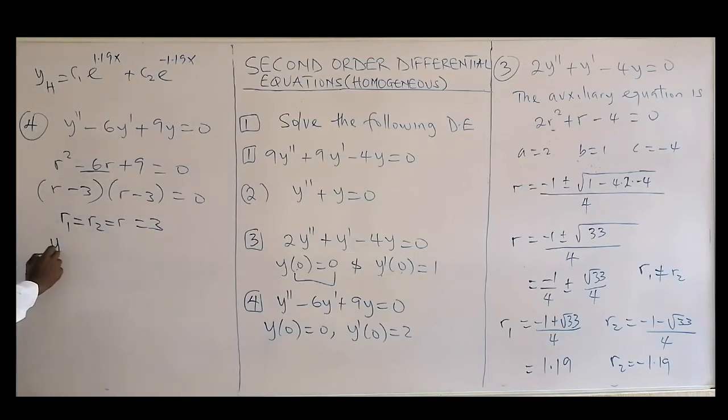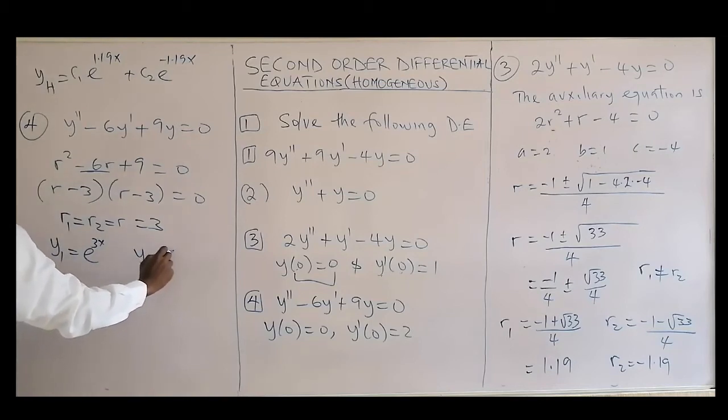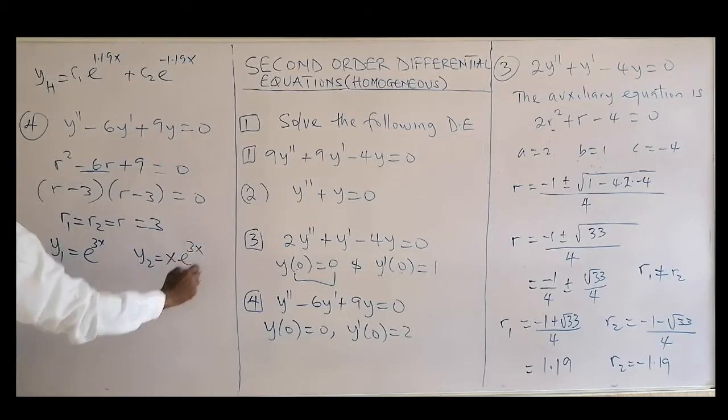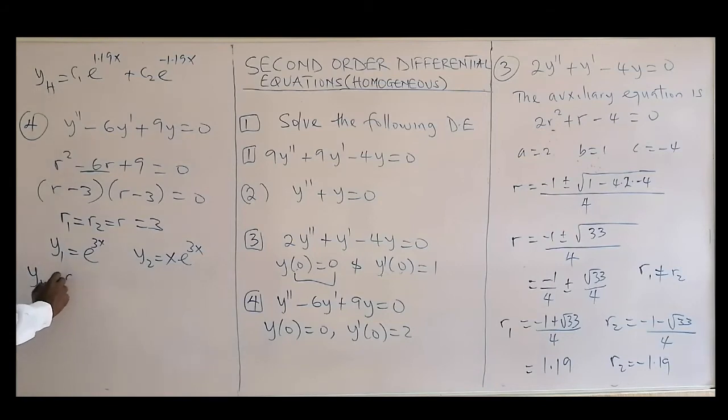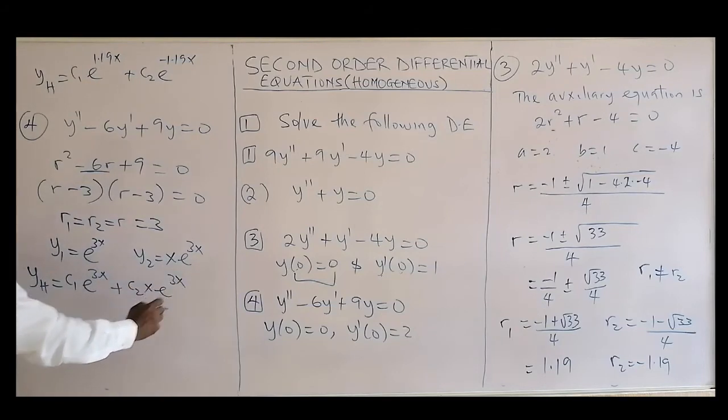So in that case, the solution will be y1 equal to what? e to the power 3x, and y2 will be equal to what? x e to the 3x. Okay, so your general solution for that homogeneous equation will be equal to C1 e to the 3x plus C2 x e to the 3x. But that's not the end here.